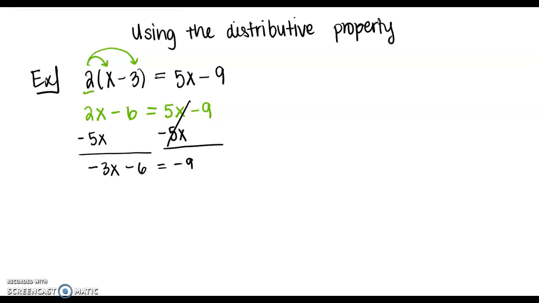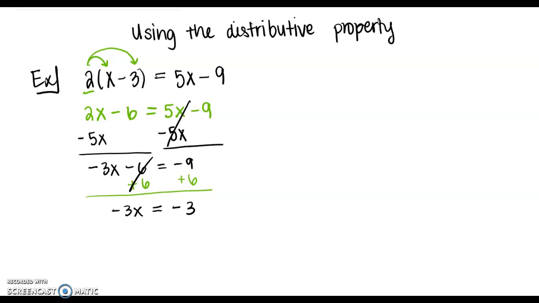And then I'm going to take that 6 and move it over to the other side. So I'm going to add 6 to this side and add 6 to the other side. So I'm going to get negative 3x, bring that down. These cancel out, and I get negative 3.